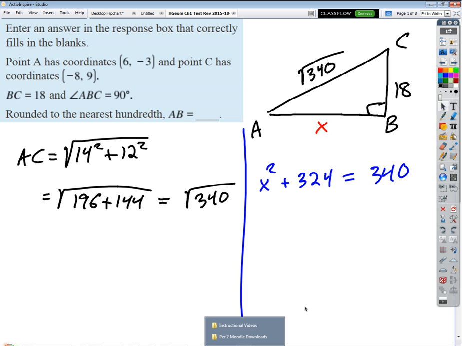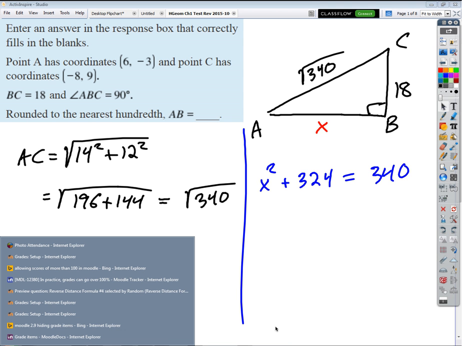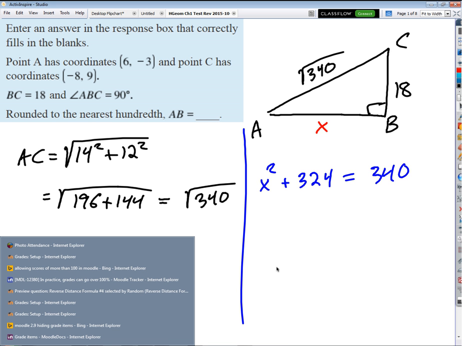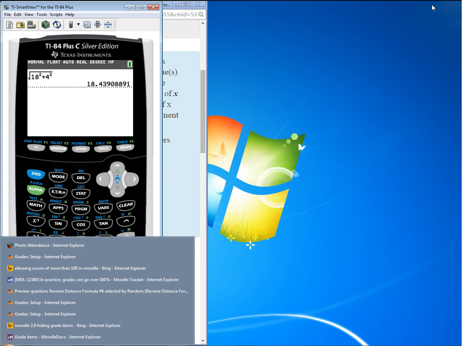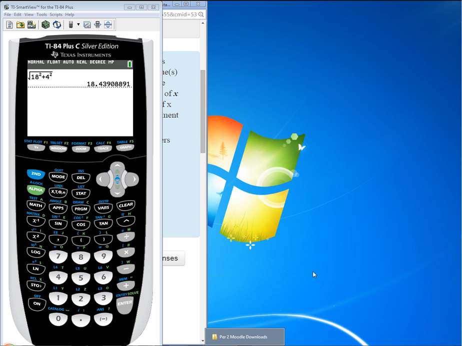Right? Go away. I need down there. Go away. Oh, jeez. Really? Why is it doing this? Why is it doing that? Oh, there we go. It went away. Okay.